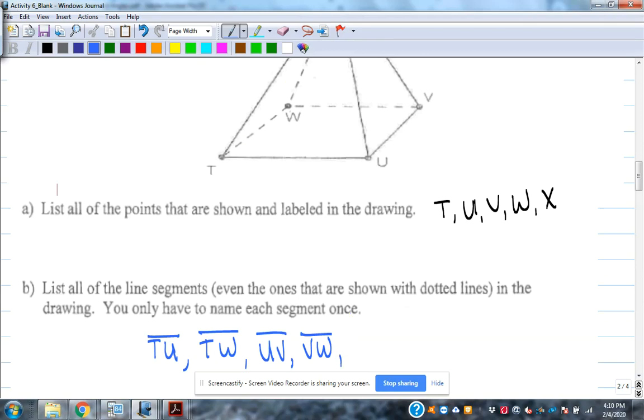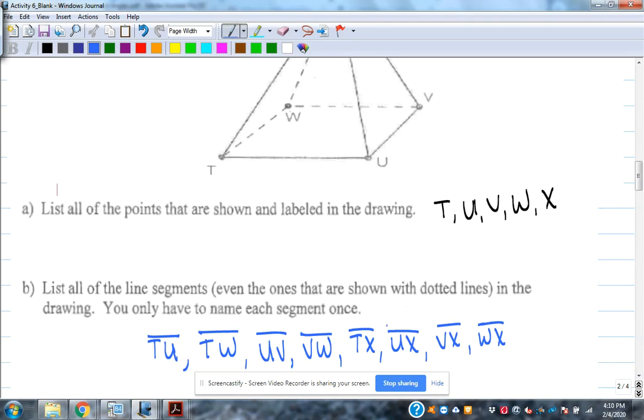So what else? What other segment comes out of T? TX, the Texas segment. And then what comes out of U? UX. And out of V, VX. And out of W, WX. All right. So we get all of our segments there.